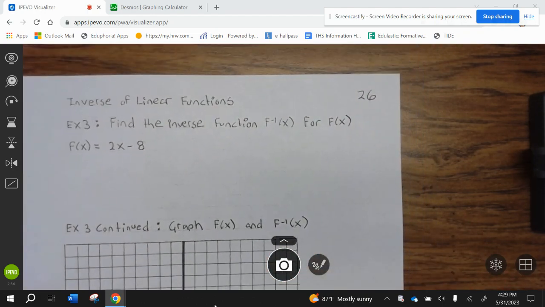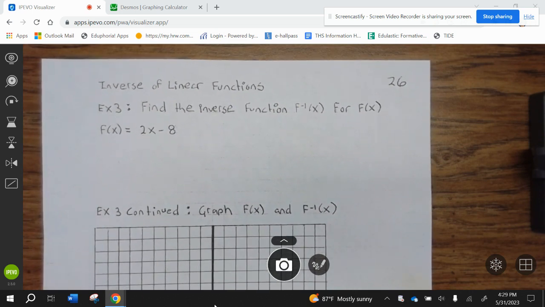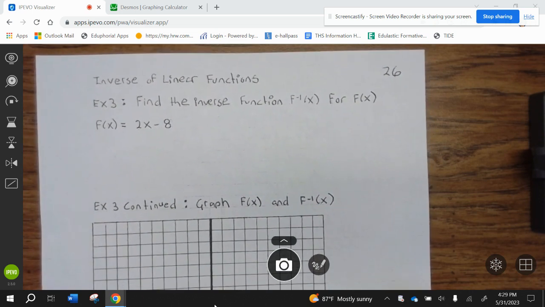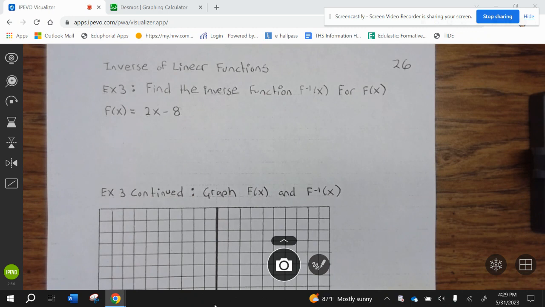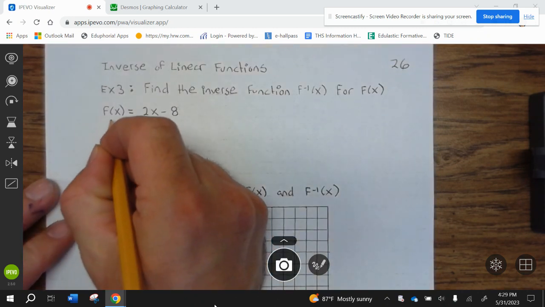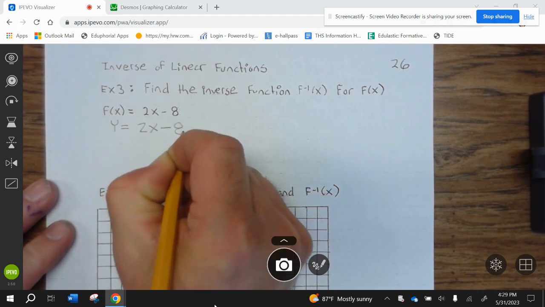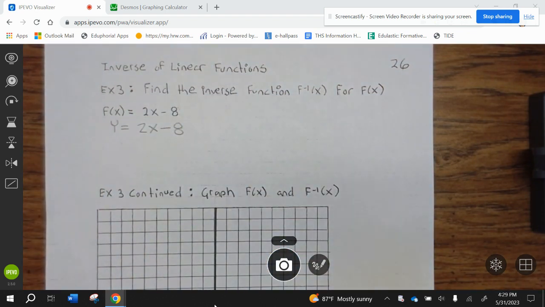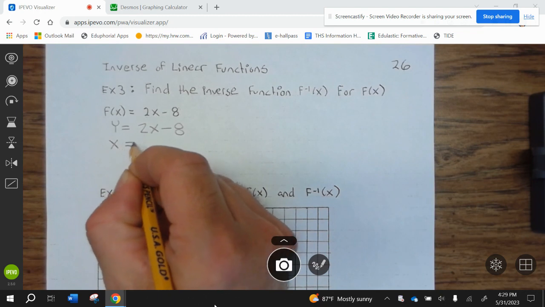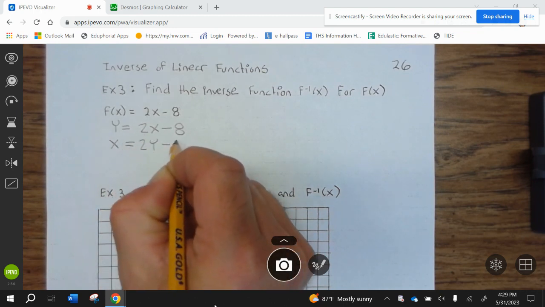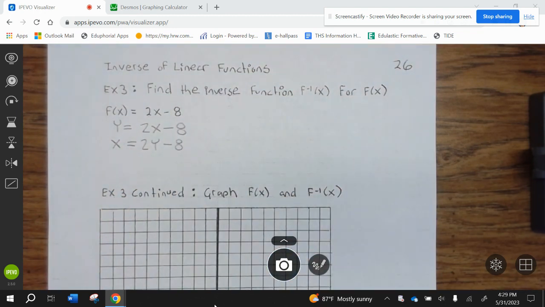All right, example 3. Find the inverse, f inverse of x for f of x. Okay, first step is change f of x to y. So y equals 2x minus 8. Then you switch x and y. So x equals 2y minus 8. Now you solve for y.